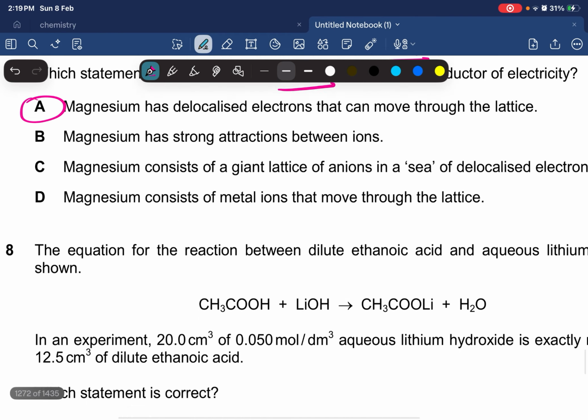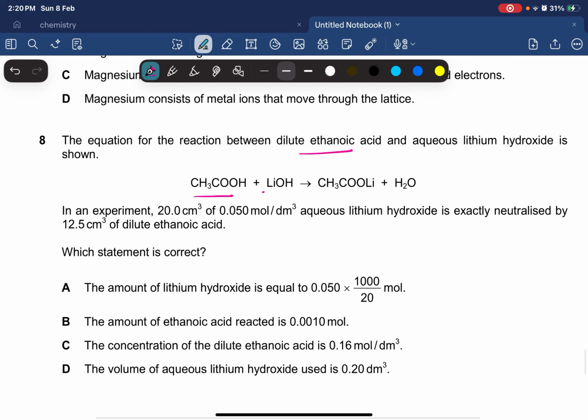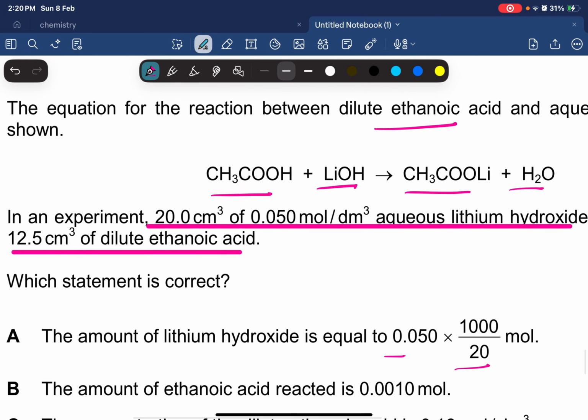Makes sense. The equation for the reaction between ethanoic acid and lithium hydroxide is shown: ethanoic acid, lithium hydroxide, lithium ethanoate, and water. In an experiment, this amount of lithium hydroxide was neutralized by this amount of ethanoic acid. Which statement is correct? The amount of lithium hydroxide equals this many moles. Let's calculate the moles.